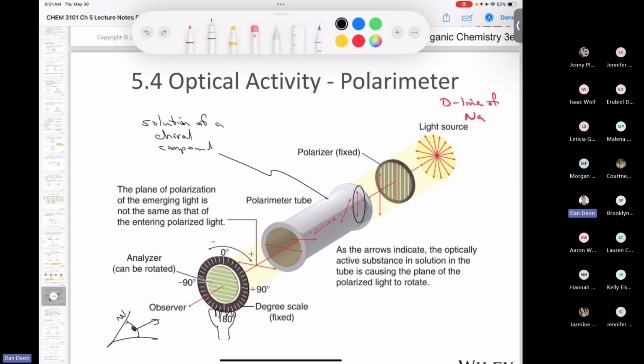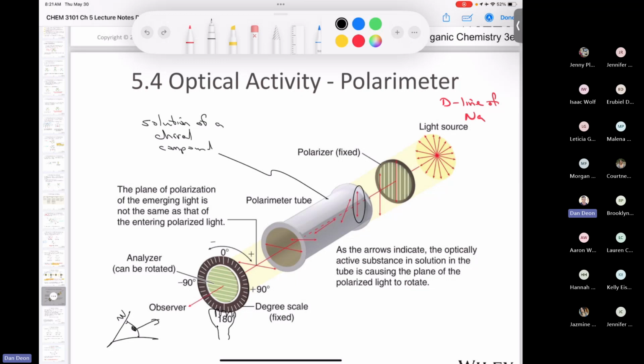Now, at this point, hopefully you're connecting the dots. I put a solution of a chiral compound in this tube, I shine the plane polarized light through it, the chiral compound rotates the light, and I can measure the amount of rotation. You're absolutely right if that's what you're thinking. Now, here's the best part of all.